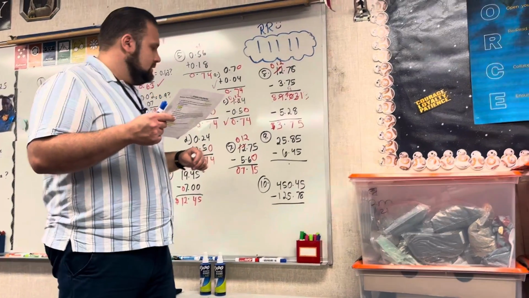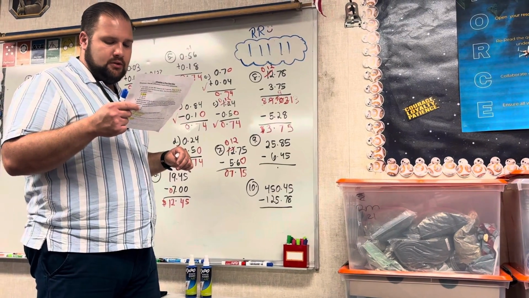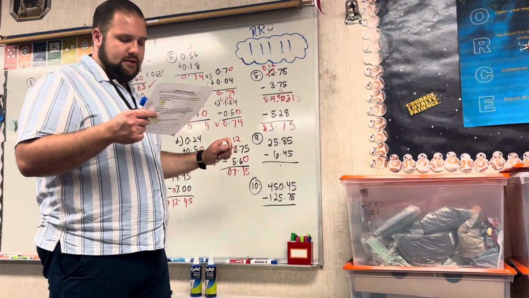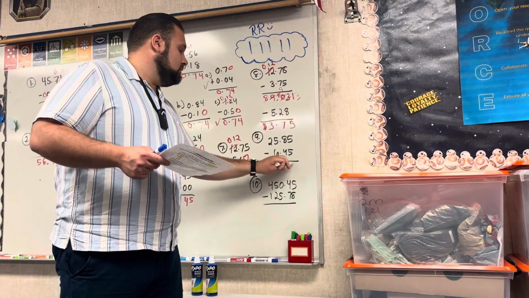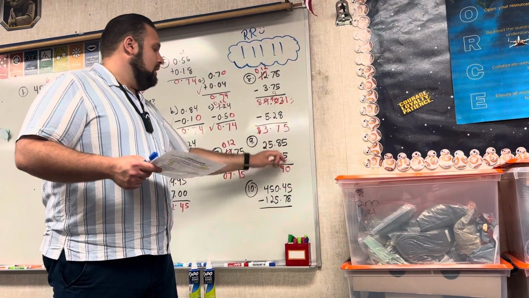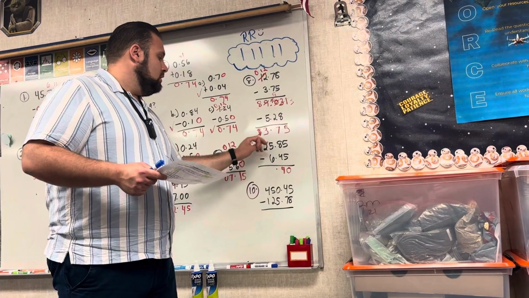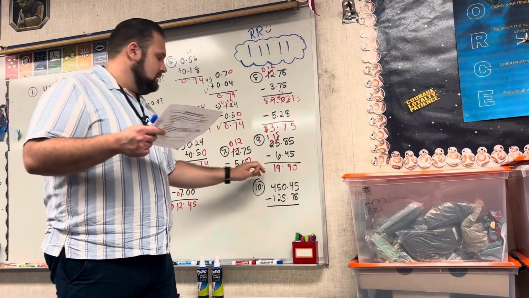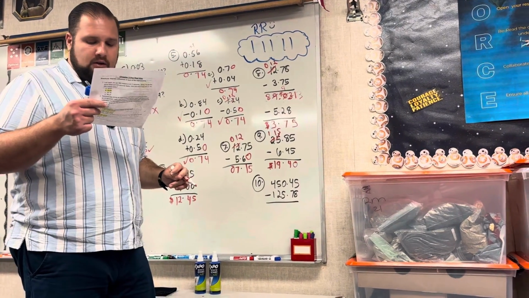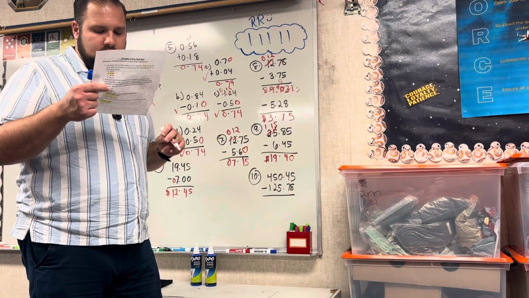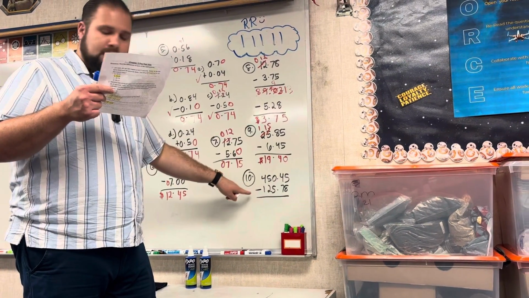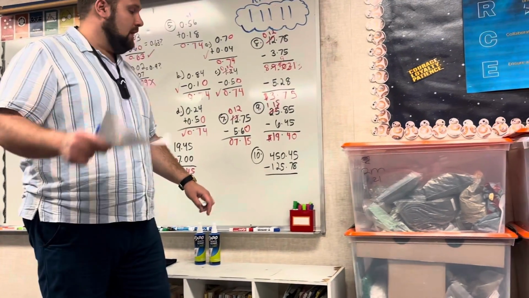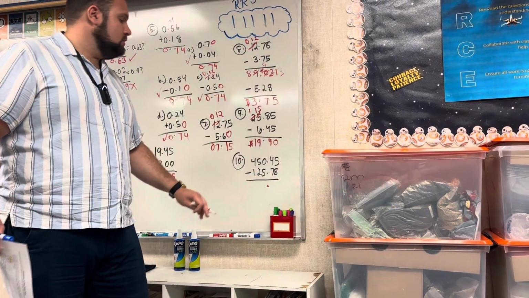And then number 9, Stanley uses a coupon when he buys a toaster. The original price is $25.85, but the coupon saves him $6.45. So you got to take $6.45 from the original price. 5 minus 5 is 0. 8 minus 4 is 4. You got to regroup here. 15 minus 6 is 9, and 1 minus 0 is 1. So he pays $19.40. And finally, Angela saves $450.45 from walking dogs, and she spends $125.78 on a new bike. So how much does she have left? So you are going to subtract.